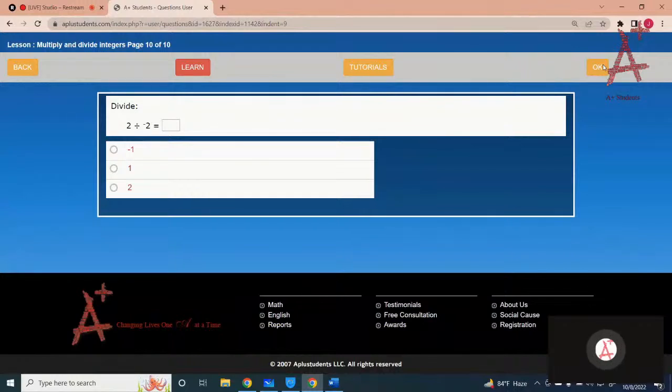2 divided by negative 2. You are dividing two numbers with opposite signs. Please keep this very important point in your mind, Ola. When you are multiplying two numbers and both have the same sign, either both positive or both negative, your answer must be positive. Got it? I'm going to write it down on the board.